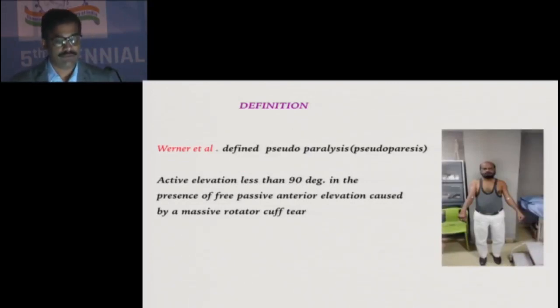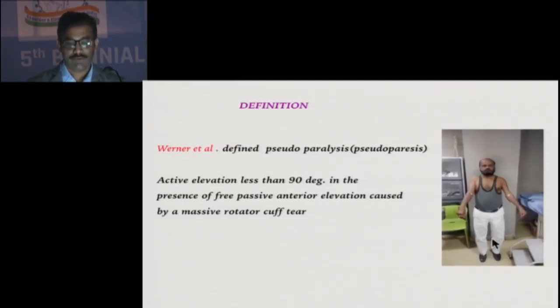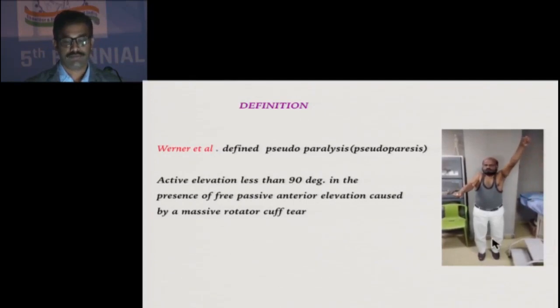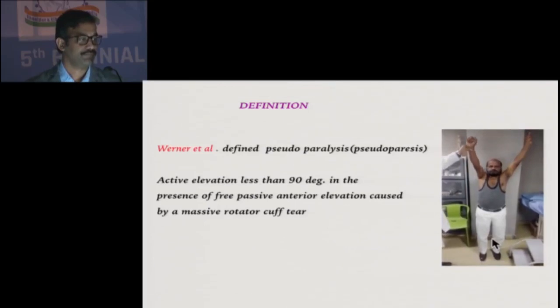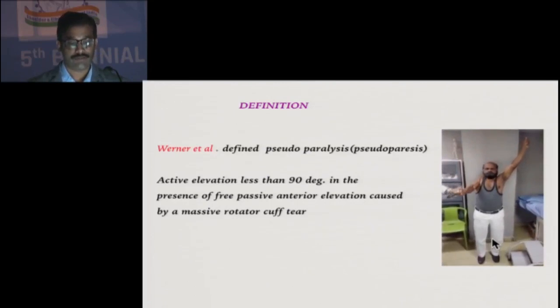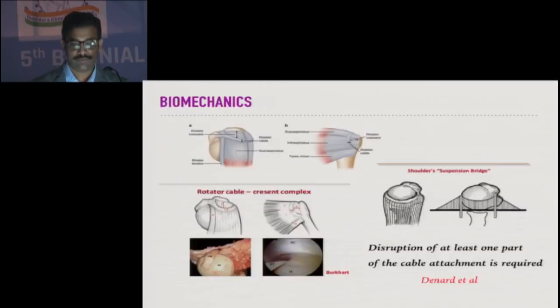Werner, in 2005, I believe, defined pseudo paralysis, in fact he used the term pseudo paralysis, as active elevation of less than 90 degrees in the presence of free passive anterior elevation. That means there is no restriction of passive motion, it's only restriction of active motion caused by a massive rotator cuff tear. This definition seems to be okay, and this is how it looks: he has limitation in active movement, but his passive movements are fine. But there are different drawbacks to this definition. It's not perfect, so we'll see what it means.